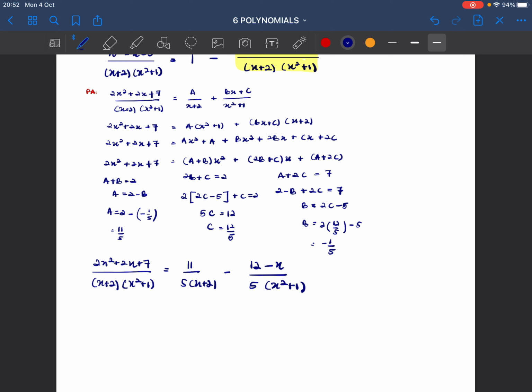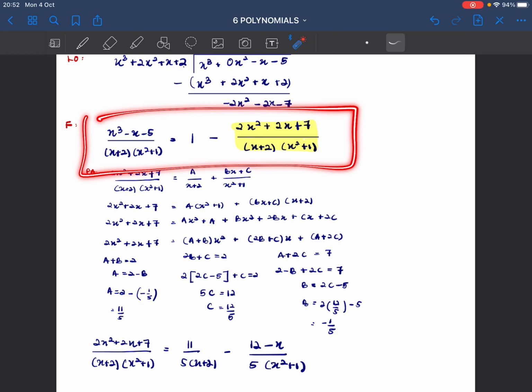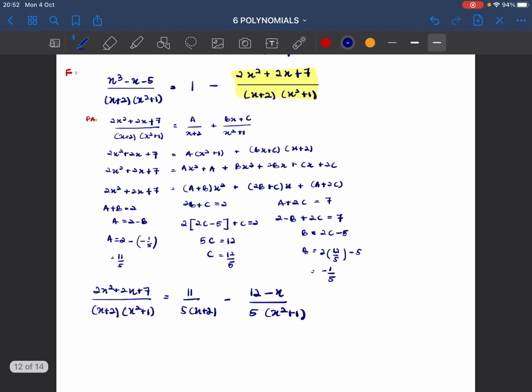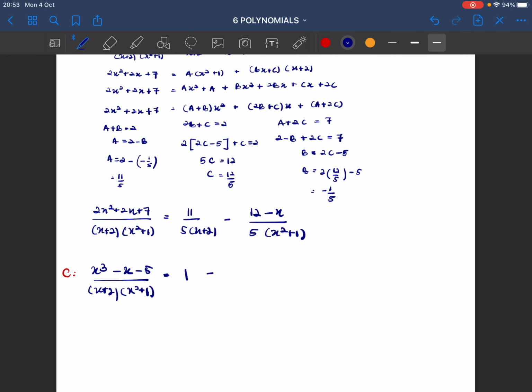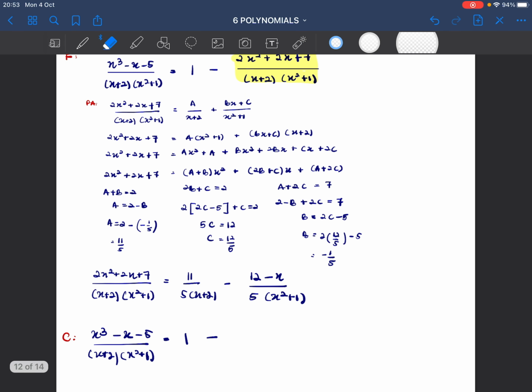The last step is to combine the improper fraction. Okay, combine from here to here. So now we have the last step here. The fourth step, we have to combine. We have (x cubed minus x minus 5) over (x plus 2)(x square plus 1) equals 1. Don't forget that 1, the quotient. So the yellow part here will become this thing, which we have already decomposed, we have decomposed our proper fraction.